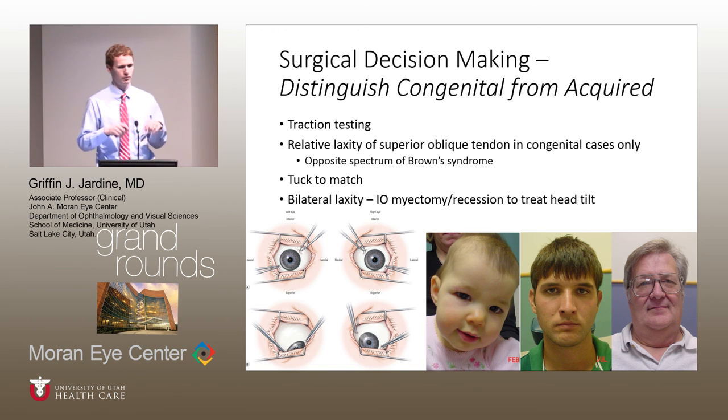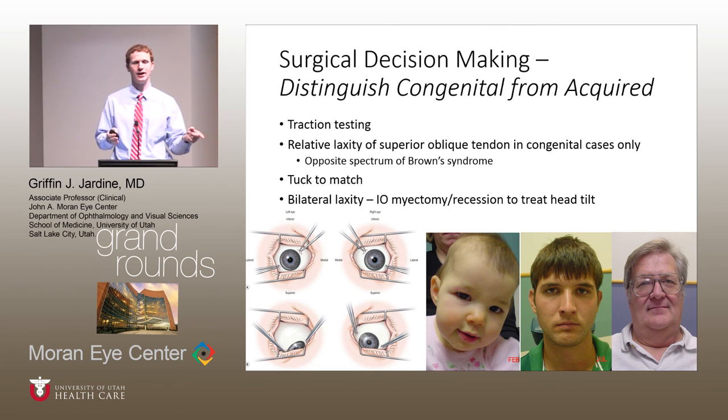So before we do every case, we do traction testing and compare between the two eyes. And often that would drive treatment. If you felt an asymmetry in that laxity, you would tuck one of the eyes to match the superior oblique laxity of the other eye. And interestingly, we would see a handful of cases where there would be bilateral laxity, in which case you would just go after the inferior oblique, but warn the family that your child probably has a bilateral superior oblique palsy. Even though it's a little asymmetric is why there's still a head tilt.